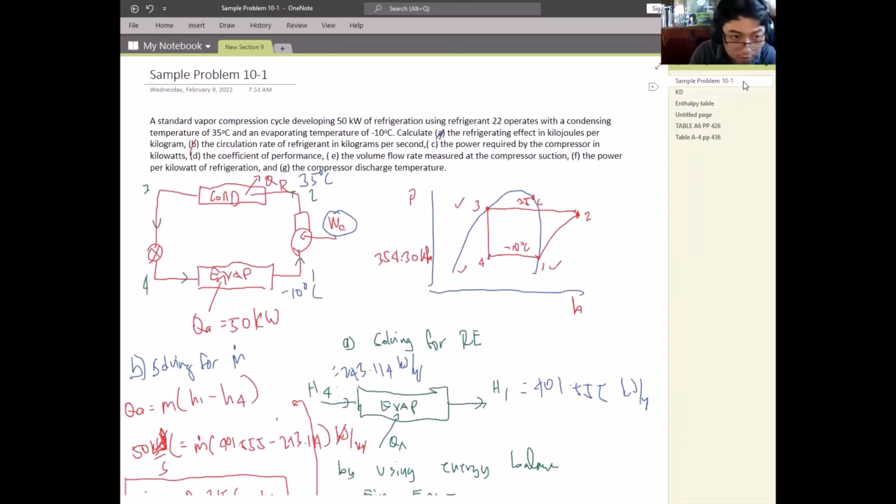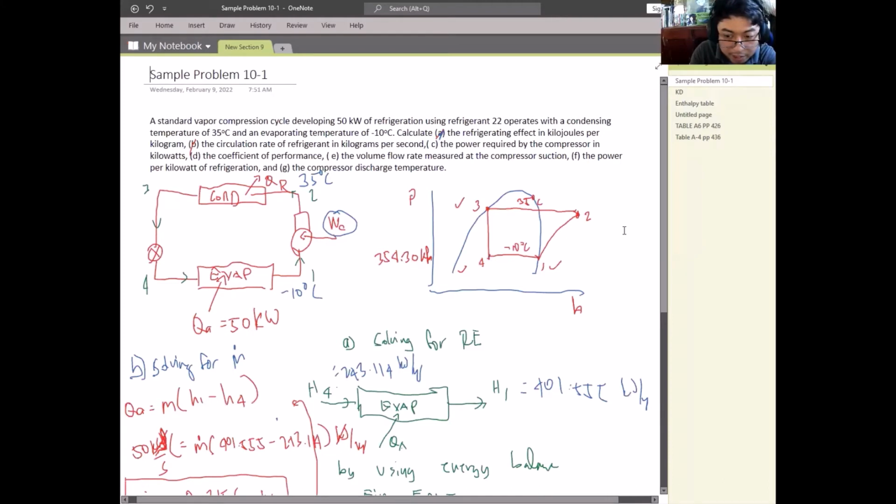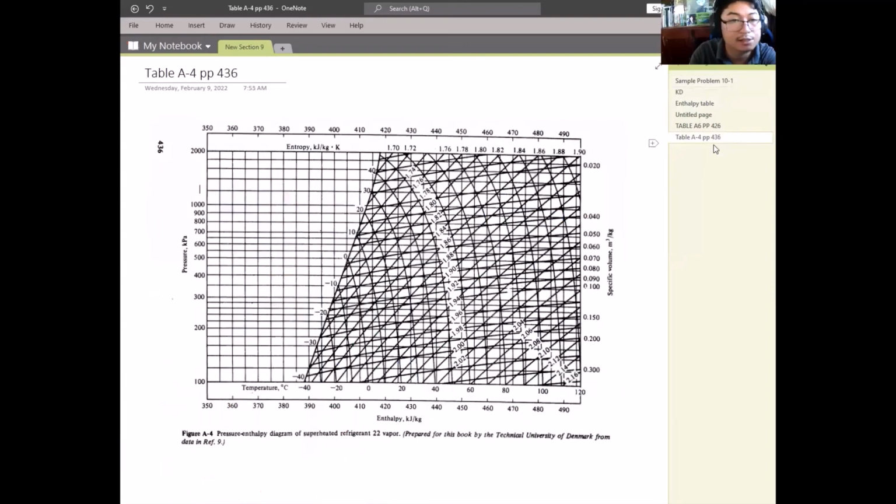The enthalpy h2, as you notice in our ph diagram, is on the superheated side. So we will need table A4 from page 436. We will plot the enthalpy here because that is a superheated vapor at point 2. The problem here is that we need two values of the axes.